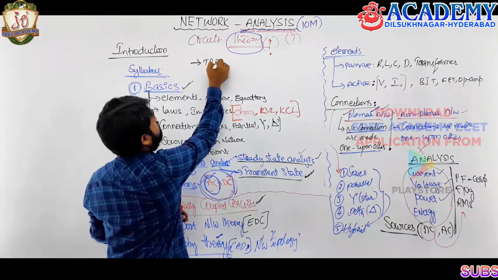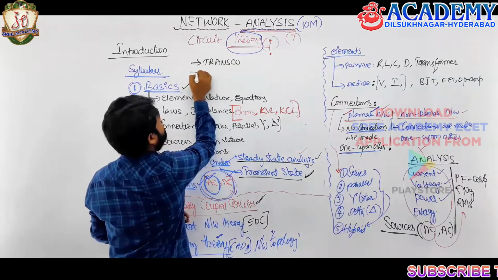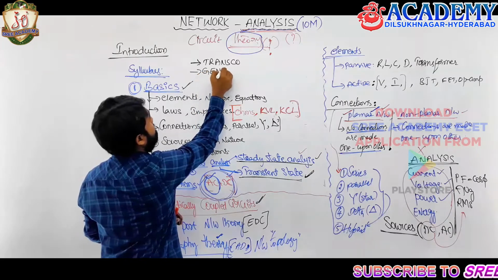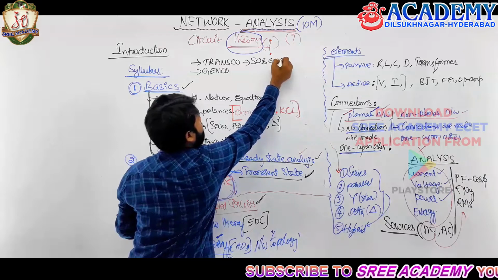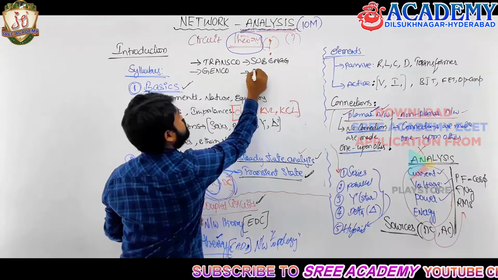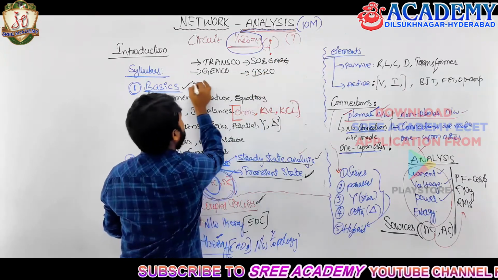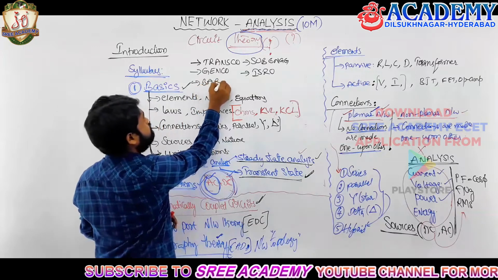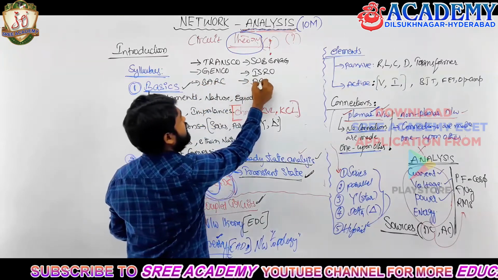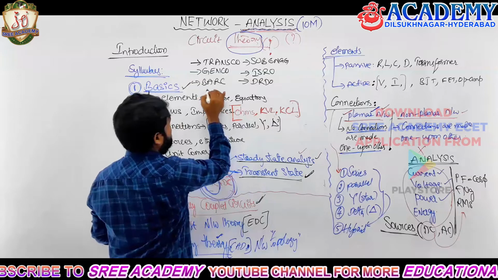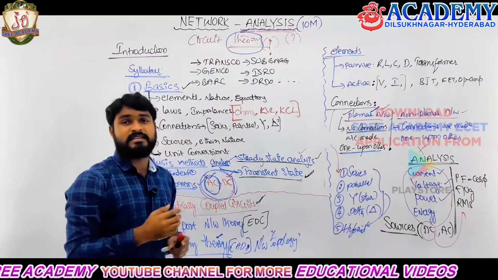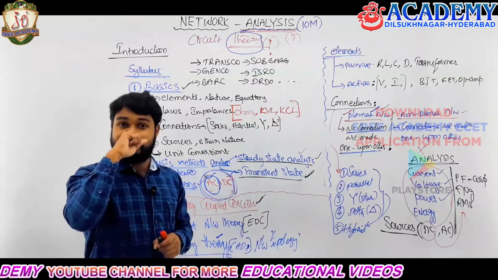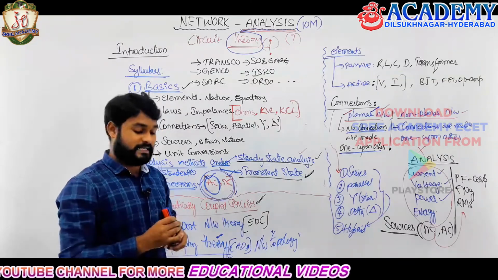It may be Transco, it may be Genco, it may be sub-engineer, it may be ISRO, it may be BARC, it may be DRDO or DRDL, whatever it may be. Like this, a number of jobs are there. ONGC is there, BDL is there, BHEL is there, ECET is there. A number of government exams and government sectors are there.